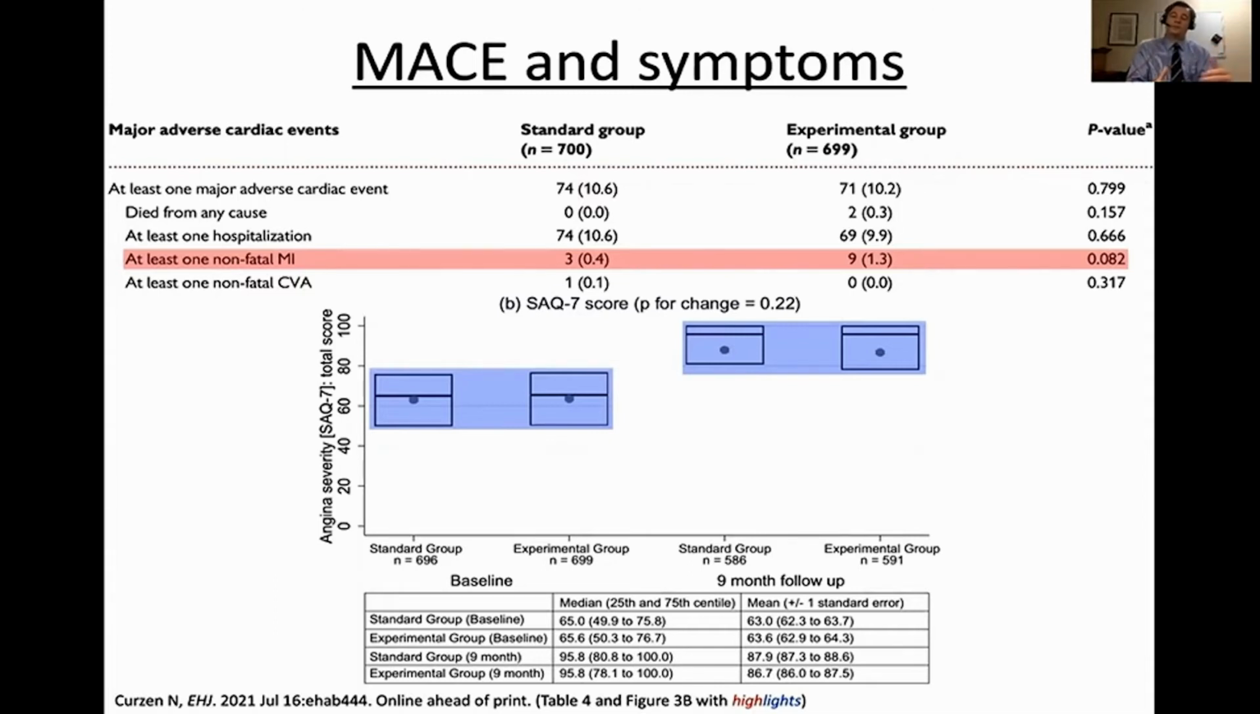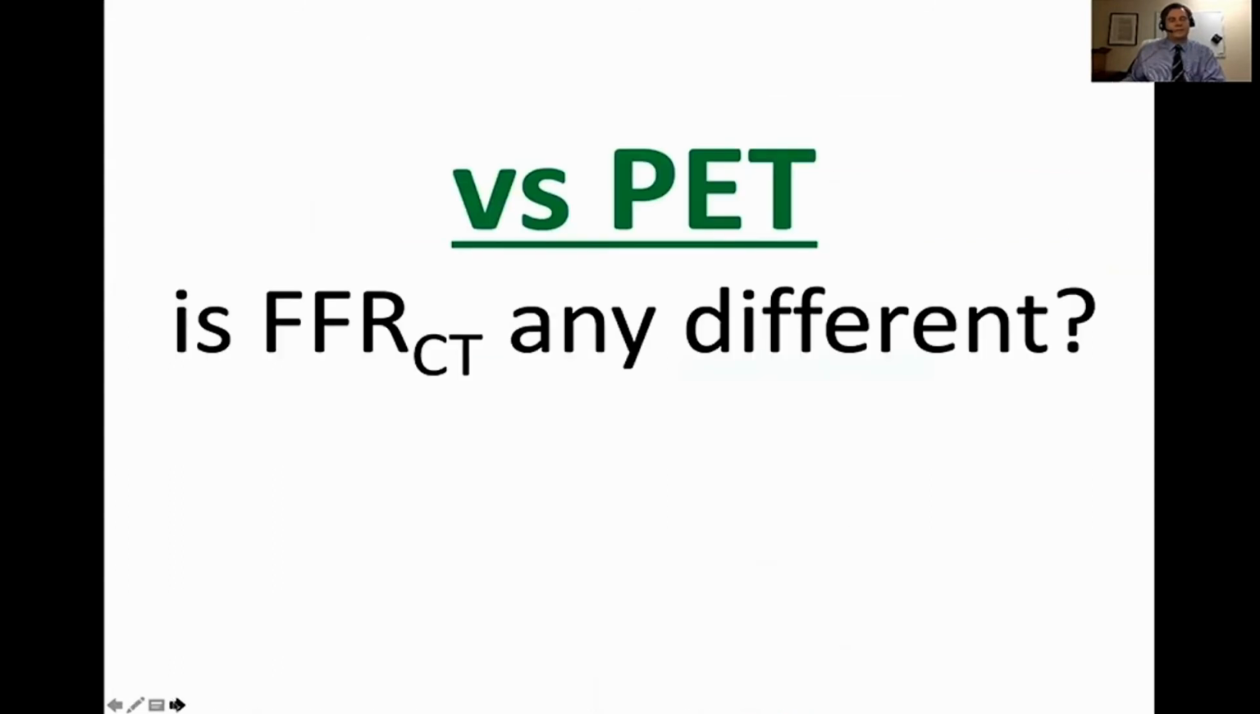But then at 9-month follow-up, you can see that both groups improved their quality of life. Their Seattle Angina scores went up, meaning less angina burden, but it went up equally in both groups. So they ended up at the same place 9 months later. So I would say that the takeaway result from FORECAST is that FFRCT is not cost-saving to the system. It doesn't somehow lead to better patient outcomes or fewer symptoms.